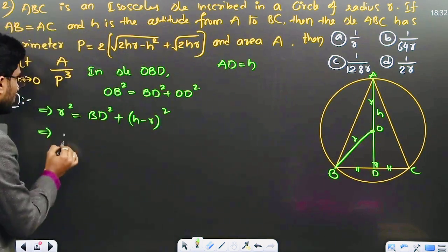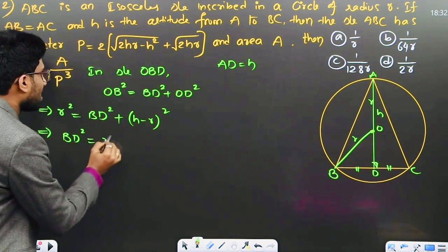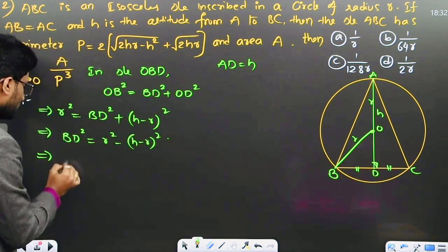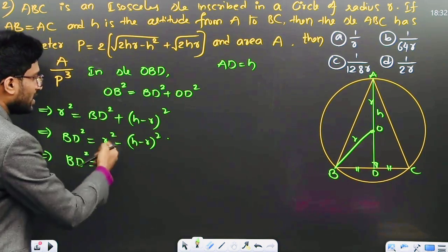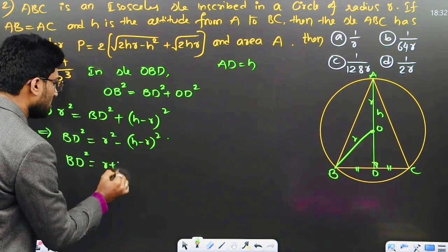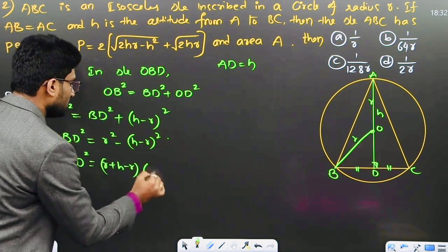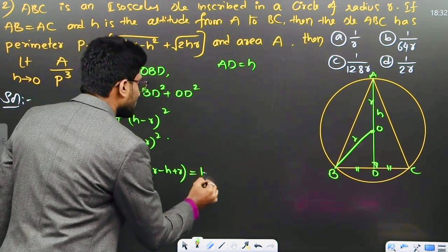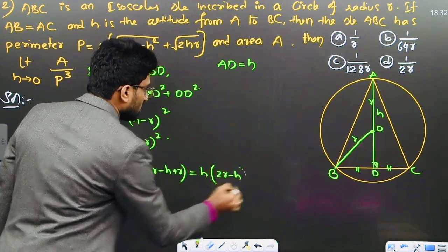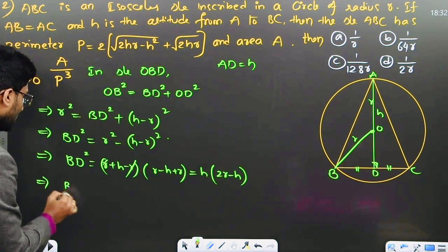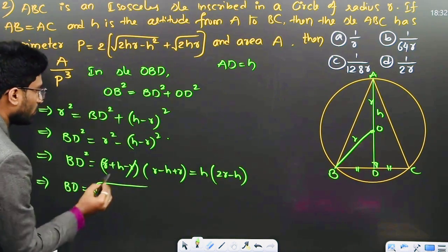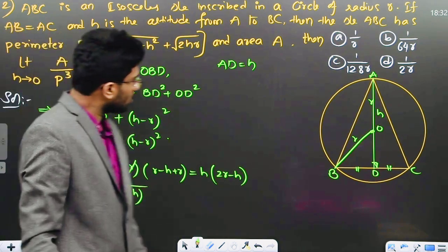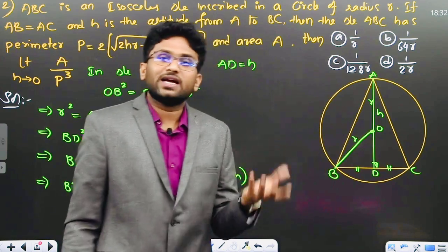So from here, BD square I can write as R square minus (H minus R) whole square, which implies BD square is equal to A square minus B square, (A plus B) into (A minus B). That becomes H times (2R minus H). Therefore, finally, BD will be equal to square root of H of (2R minus H). Let this be aside.